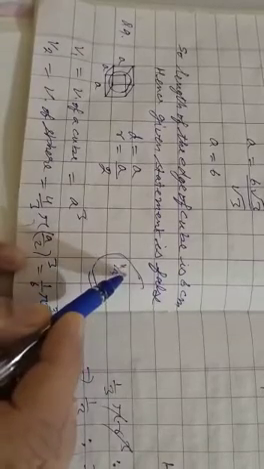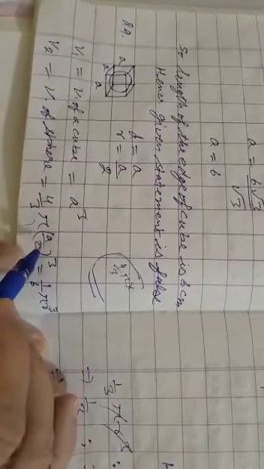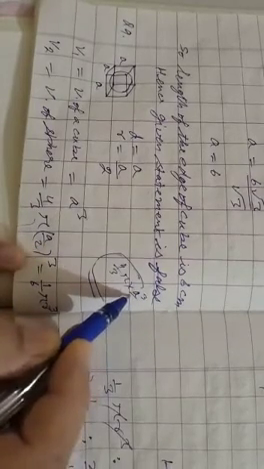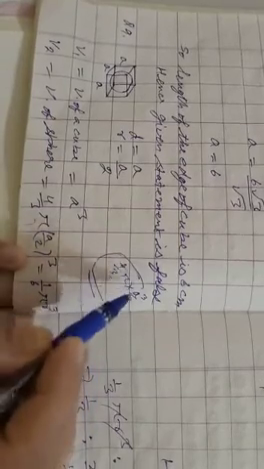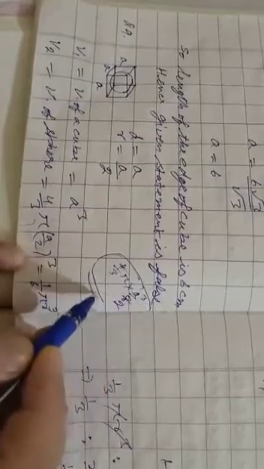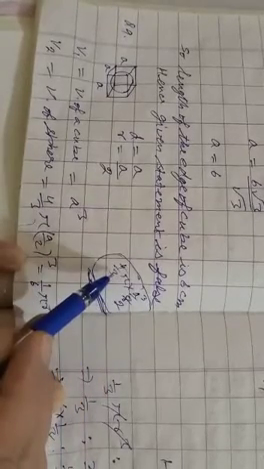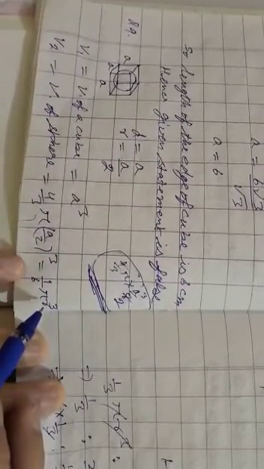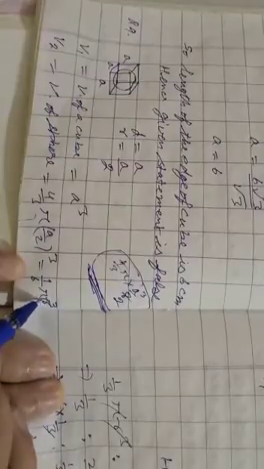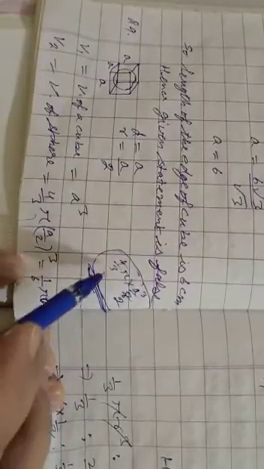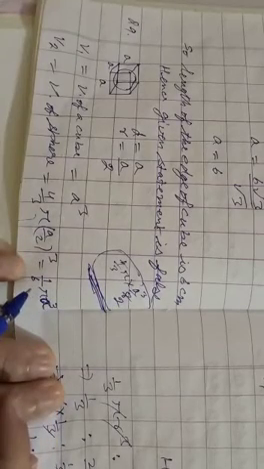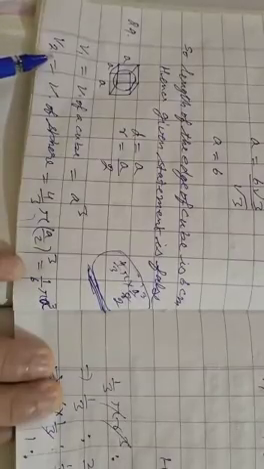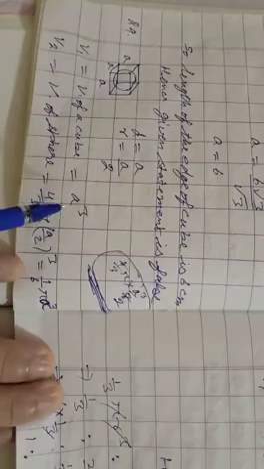Four upon 3 pi, and r cube is a upon 2 whole cube. We can write a cube upon 2 into 2 into 2, 8. 4 ones are 4, 4 twos are 8. Pi a cube upon 3, 2 threes are 6. Pi a cube upon 6. This is the volume of sphere, that is V2, and volume of cube equals a cube.